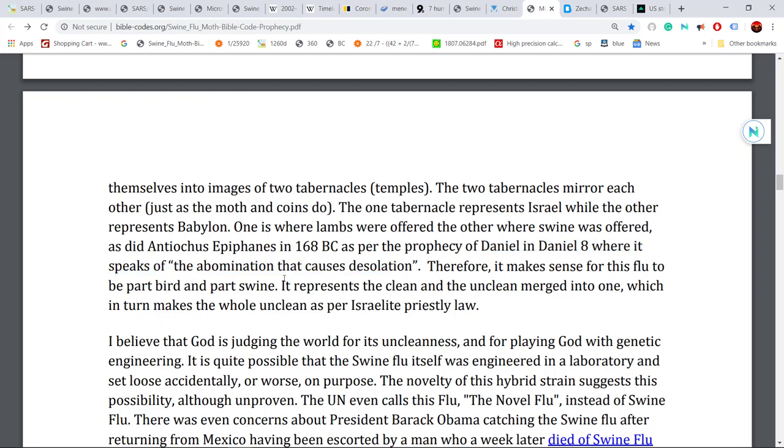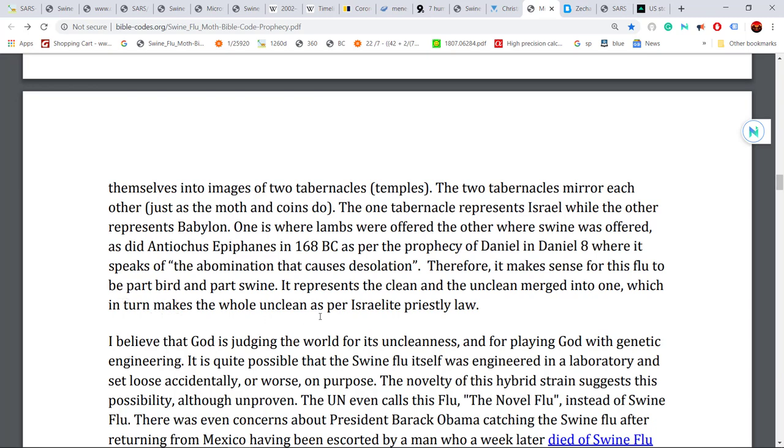And today, as I'm saying these things, it's 483 days from that date, from Kislev 15th, 2018. And that actually connects into the picture of the moth, because it spans a 483-letter period, which represents days or years. Oh boy, you have to go back and read it for yourself to know what I'm trying to say there. Therefore, it makes sense for this flu to be part bird and part swine.